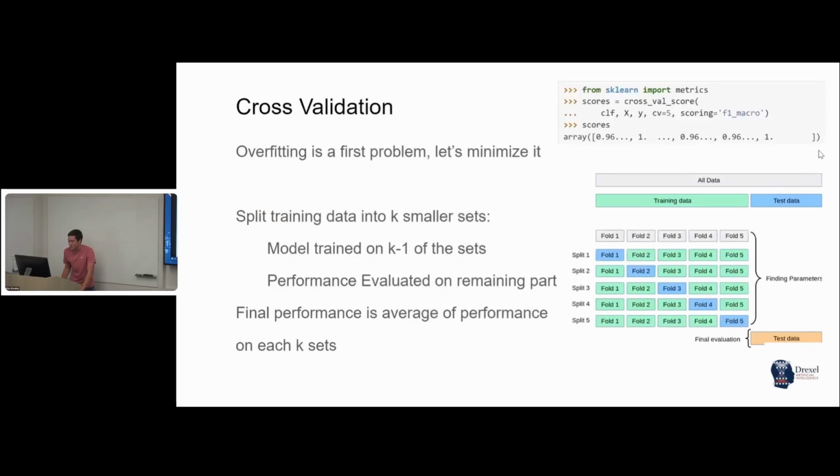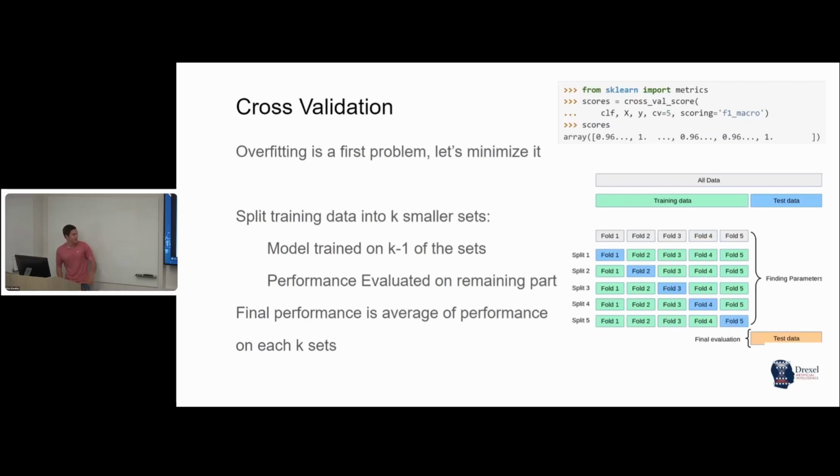Cross-validation is a way to measure how well our models perform. There's a specific problem that first comes up with these, called overfitting, where the model learns from the data, but it learns too specifically. It's constraining itself to the data and doesn't generalize well. That's overfitting. One way we can minimize that is to split the data into K smaller sets, also called K-fold cross-validation.